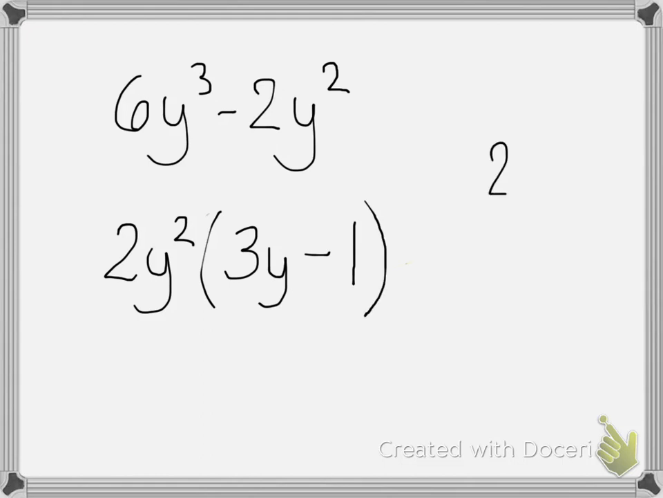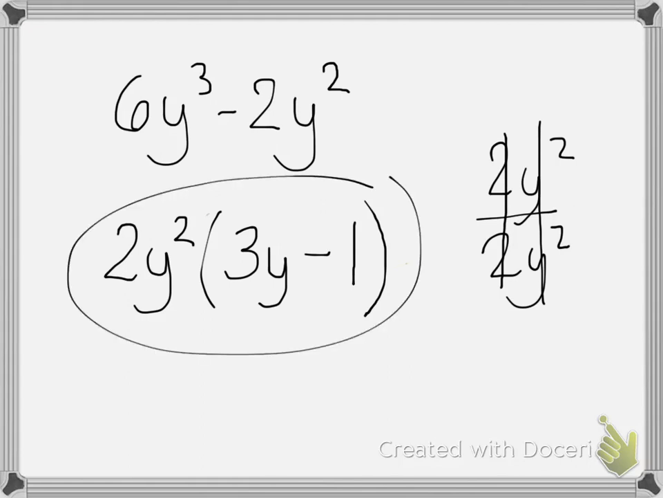1 whole, because 2y squared divided by 2y squared, the 2's cancel and make 1 whole. Remember, it doesn't make 0, it makes 1. And then y squared divided by y squared makes 1 whole. So it doesn't disappear and make 0. You've got to have that placeholder, that 1. So then my final answer is here.